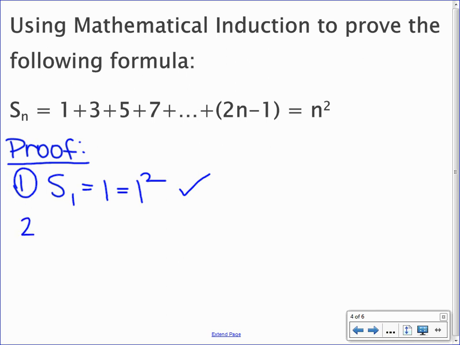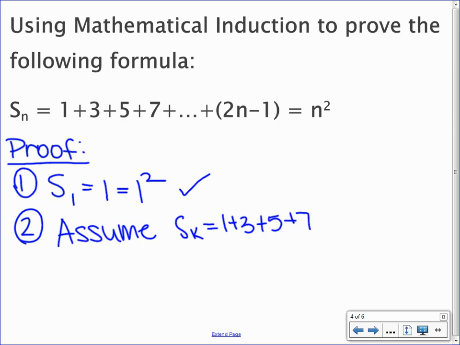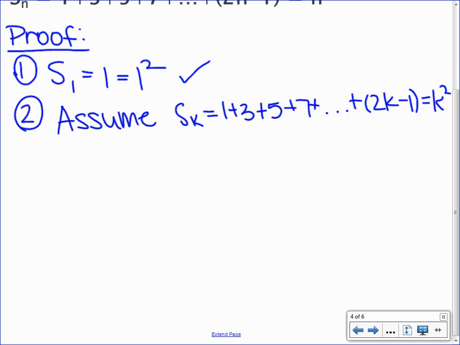Now, the first part of the second step is to do what? Assume the formula is true. So we're going to write the word assume. I want to see that. Now we need to work with k plus 1. So we're going to assume that this is true. Then if this is true, what is s of k plus 1?